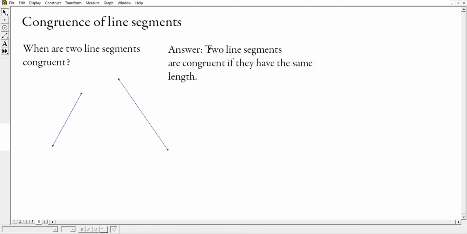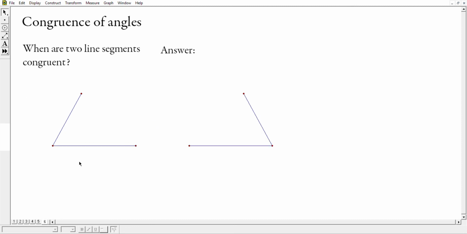So there's only one thing we need to measure about line segments to tell if they're congruent. I have to measure each one's length. If those are the same, they are congruent. If they are different, then they are not congruent. Another very simple figure is an angle. So here are angles. A brief word about measuring angles. The length of these lines has nothing to do with the measure of the angle. The measure of the angle is the amount of turn going from here to here.